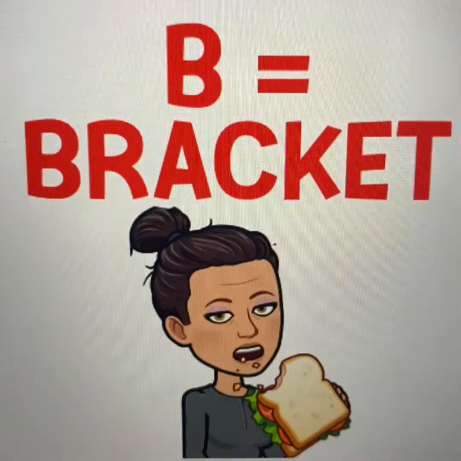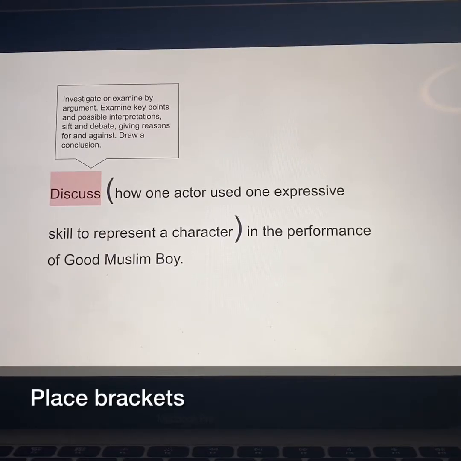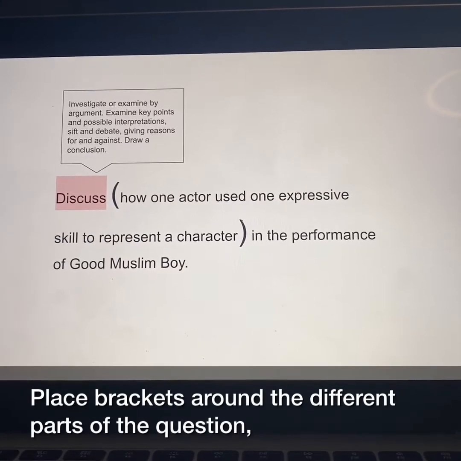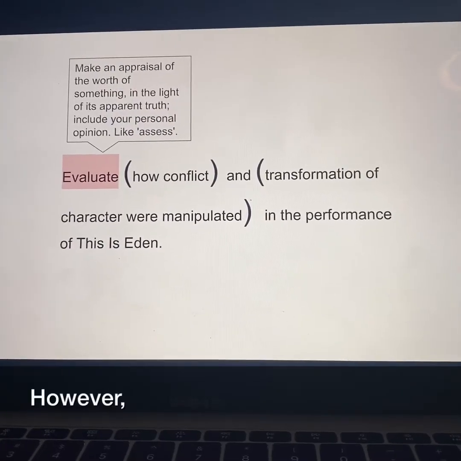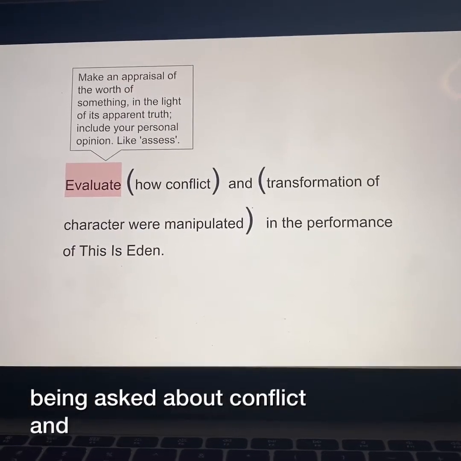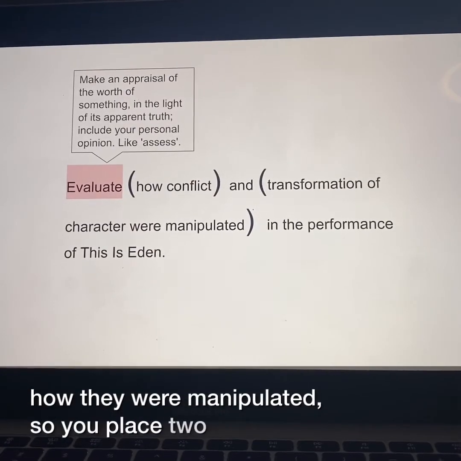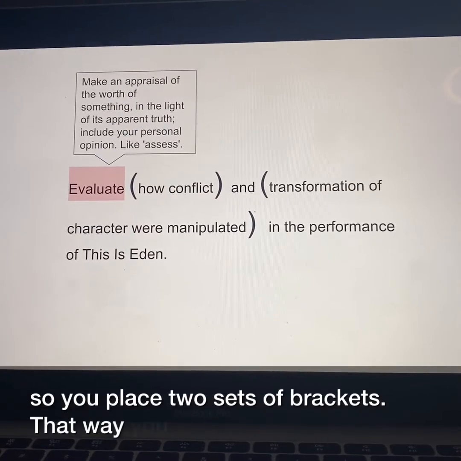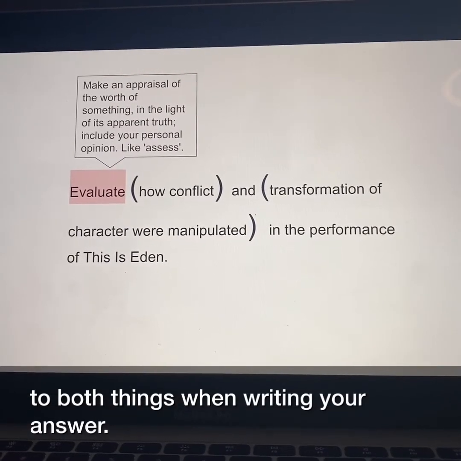B equals bracket. Place brackets around the different parts of the question. In this case, you're only being asked to do one thing. However, in this question, you're being asked about conflict and transformation of character and how they were manipulated. So you place 2 sets of brackets. That way, you remember to respond to both things when writing your answer.